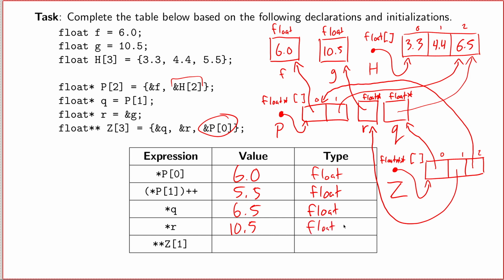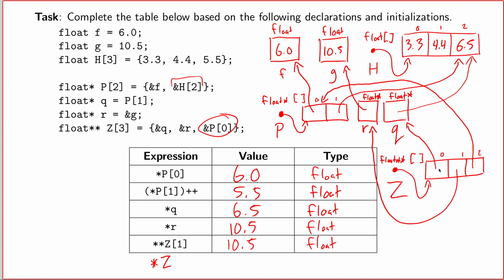And then finally, what are the value and type of star star z sub 1? So z sub 1, that's this thing. If I start here and I follow an arrow, and then I follow an arrow, I get to 10.5, and that has type float. Now, it's worth considering, you could easily be asked a question like, what is the type of star z? Or what is the type of q? It's hard to know how to write the value of that, but it's perfectly valid for me to ask you a question like, what is the type of star z? So star z would be start at z, follow an arrow, and that takes me to a float star star.